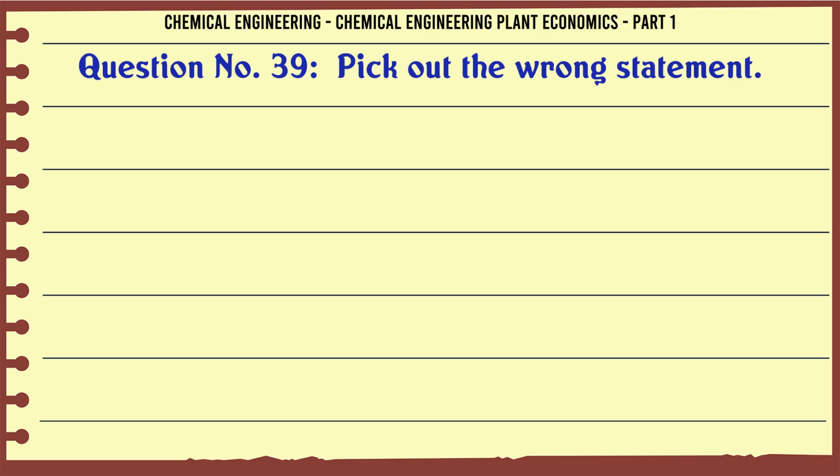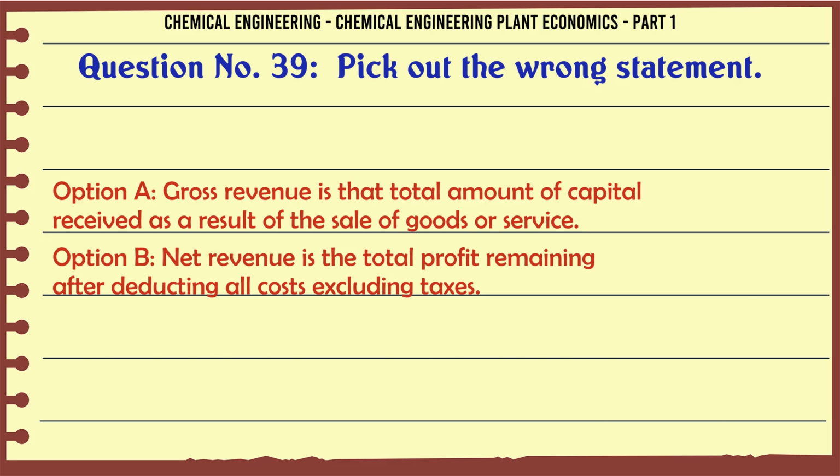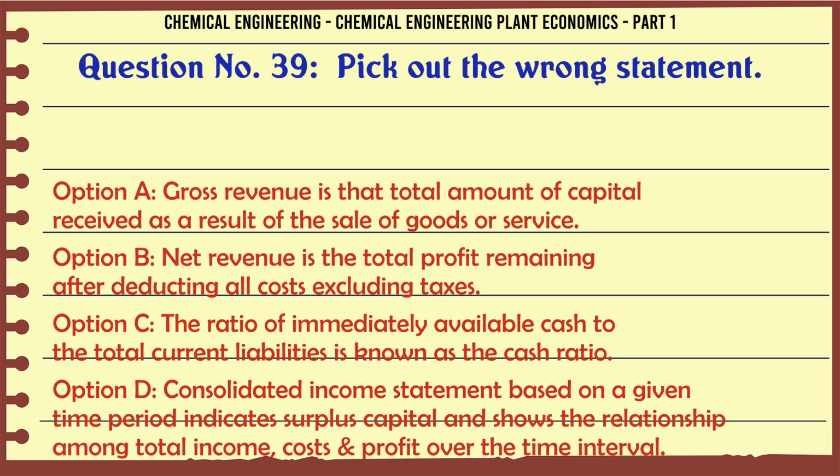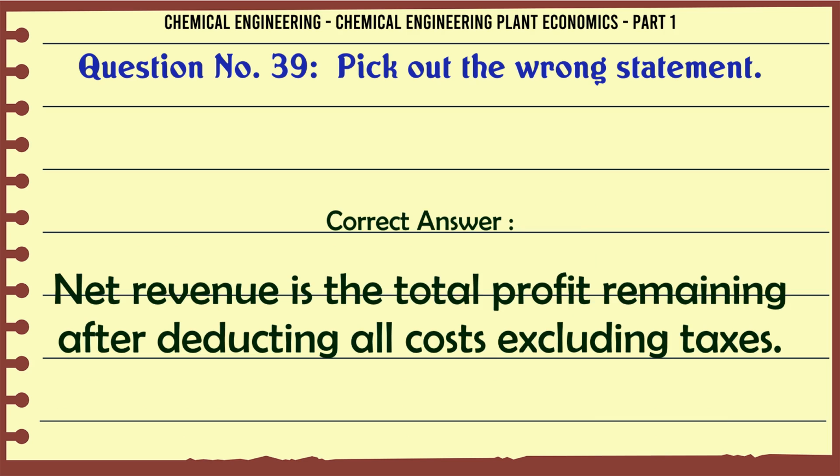Pick out the wrong statement. A. Gross revenue is the total amount of capital received as a result of the sale of goods or service. B. Net revenue is the total profit remaining after deducting all costs excluding taxes. C. The ratio of immediately available cash to the total current liabilities is known as the cash ratio. D. Consolidated income statement based on a given time period indicates surplus capital and shows the relationship among total income, costs and profit over the time interval. The correct answer is net revenue is the total profit remaining after deducting all costs excluding taxes.